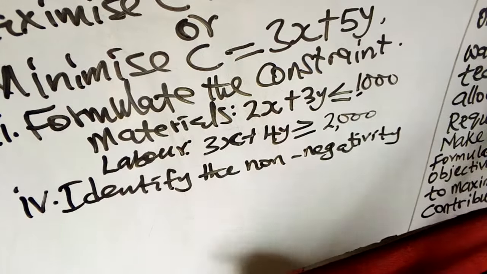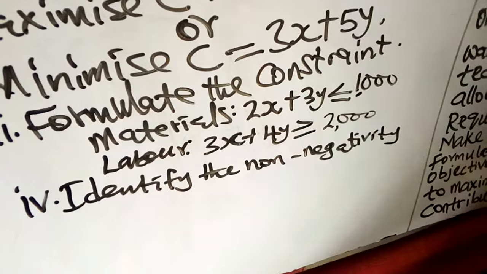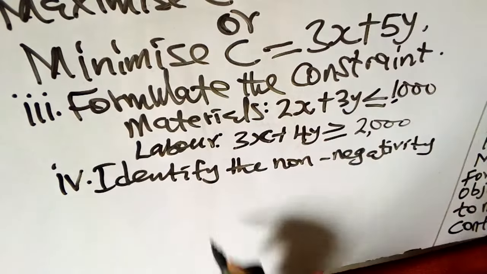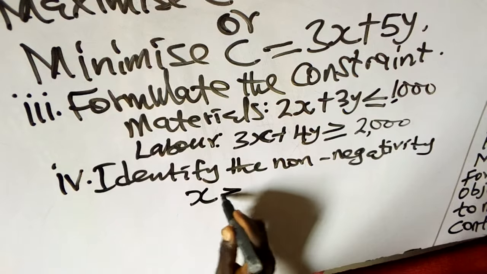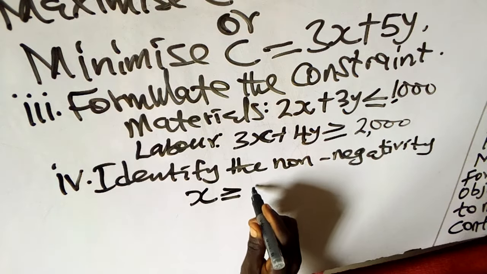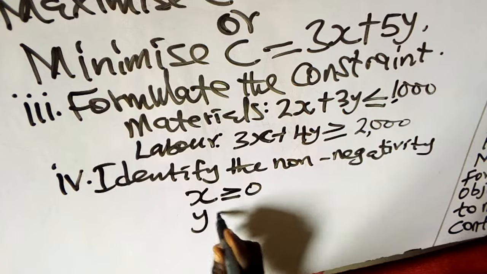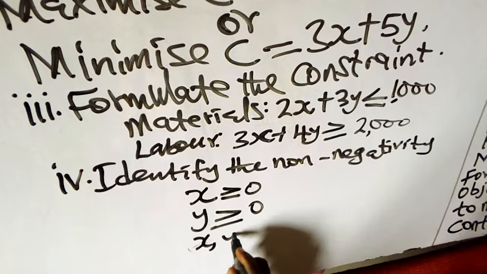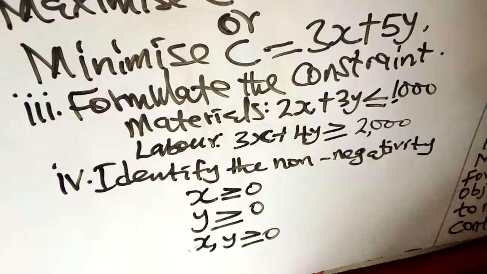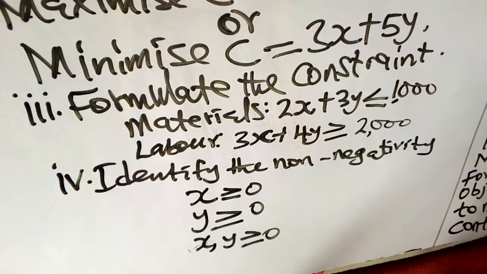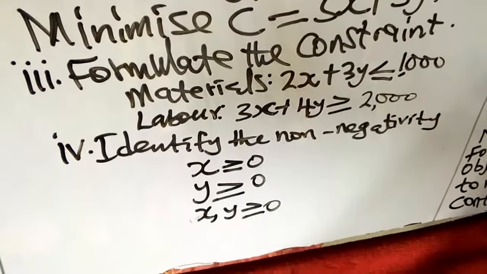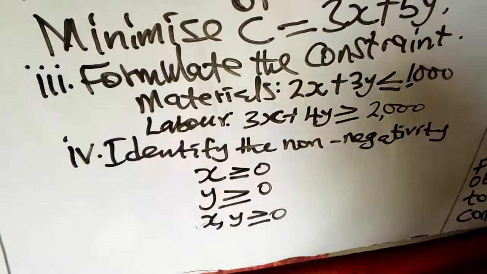Non-negativity. I've told you that it is not possible to manufacture a negative product. So for it not to be negative, the variables involved must be greater than or equal to 0, or y greater than or equal to 0, or you can put it as x and y must be greater than or equal to 0. So for it not to be negative, all the variables involved must be greater than or equal to 0. Step 5.